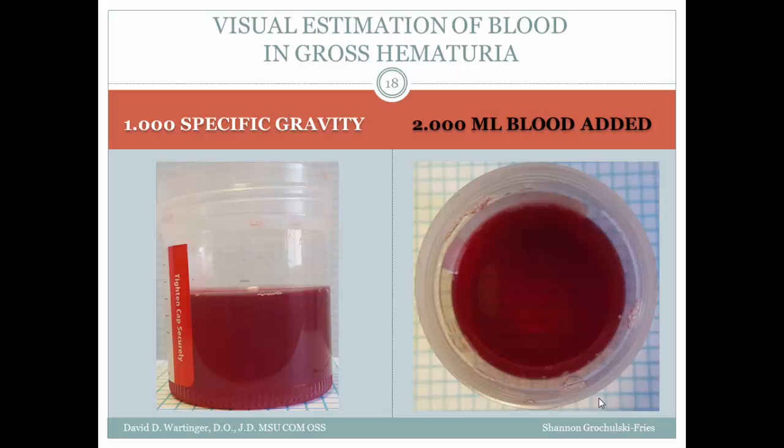Specific gravity 1.000 and 2.000 milliliter blood added. The white graph paper with the blue lines has been almost completely obscured by the dark red color of the specimen in the top view. Bloody froth forms after mixing the specimen.